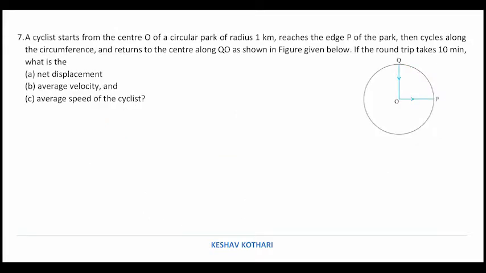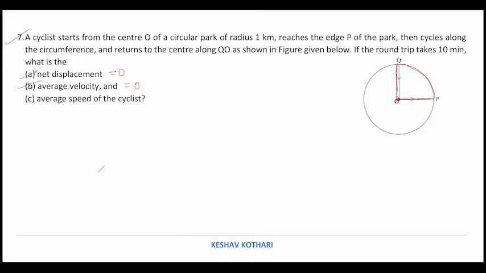So let us deal with the next problem. A cyclist starts from the center O of a circular path of radius 1 kilometer, reaches the edge P of the park, then cycles along the circumference and returns along QO. If the round trip takes 10 minutes, then what is the net displacement? The net displacement is going to be 0, because the particle is coming back to its initial position. And since average velocity is equal to total displacement by total time, that is also going to become 0.